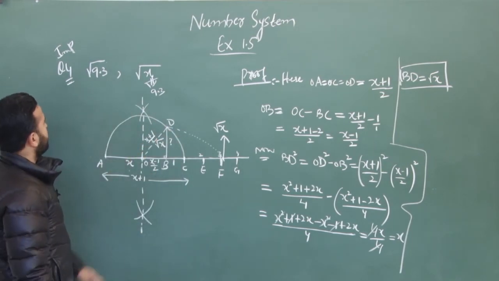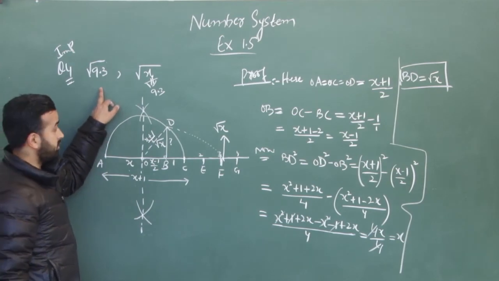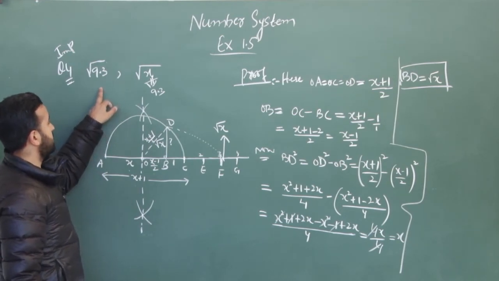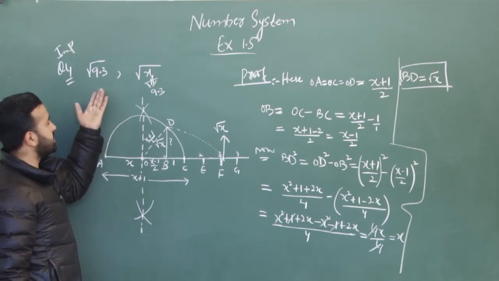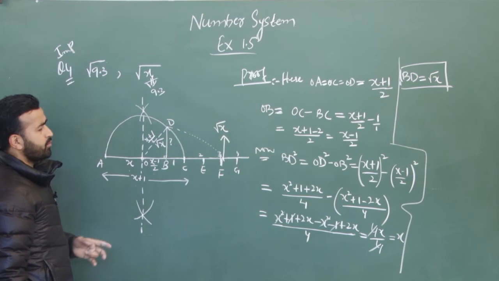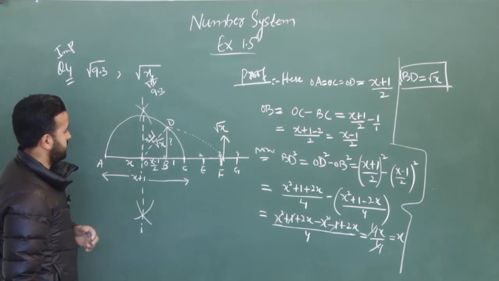So this was a very important part of our number system. This question is very important from the examination point of view, and the values can be changed in the examination. It may be 9.3, 6.3, as we discussed.